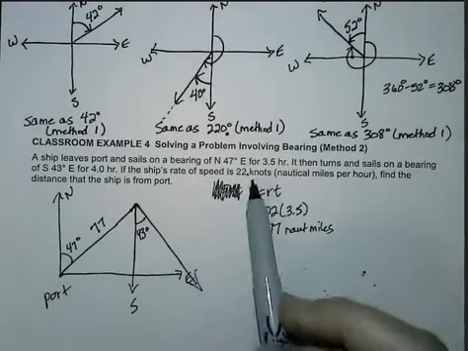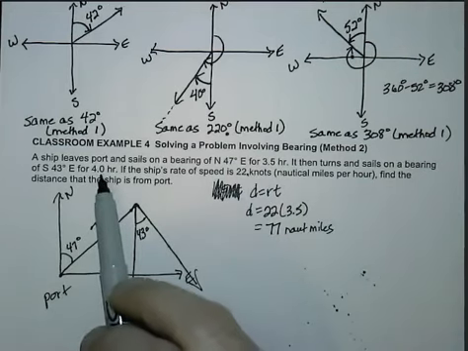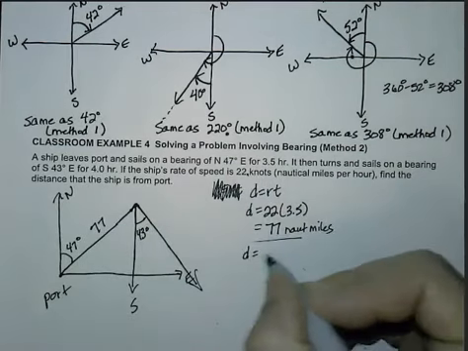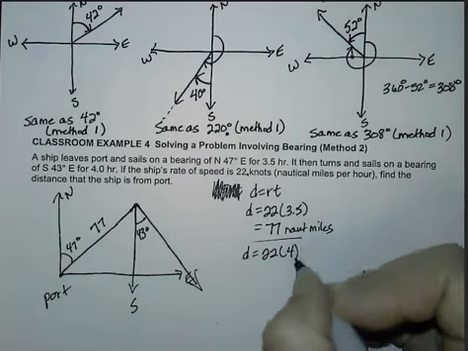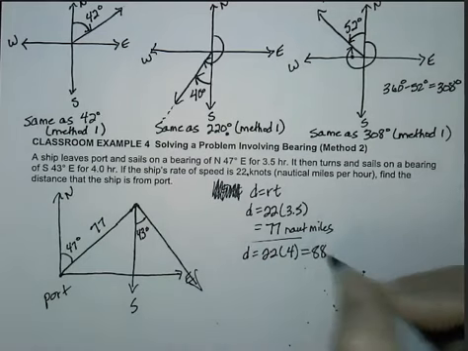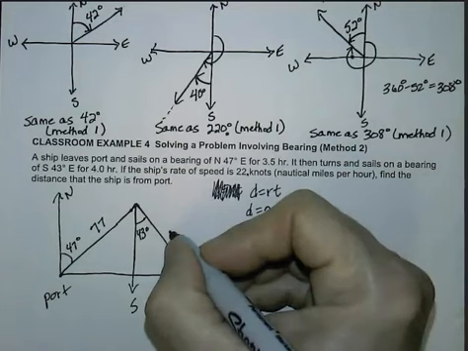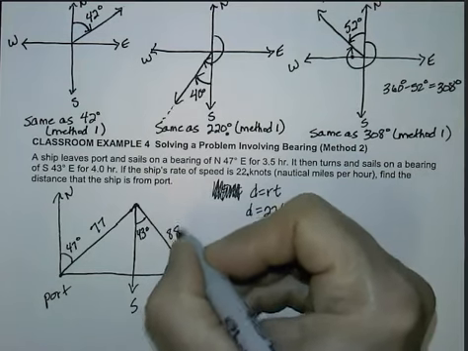I'm going to take my 22 knots times the time of 4 hours. So this time I have 22 times 4, which gives me 88 nautical miles. So this distance right here, I want to make it 88.